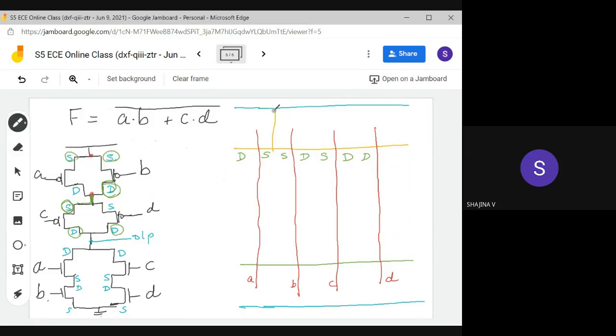Okay, so here there will be a contact point. Supply connect cheyyu. Now another connection is this one, right? That is, the drain of A and B should be connected together. Drain of A and B should be connected together. So the drain of A and B, one drain is here, right?